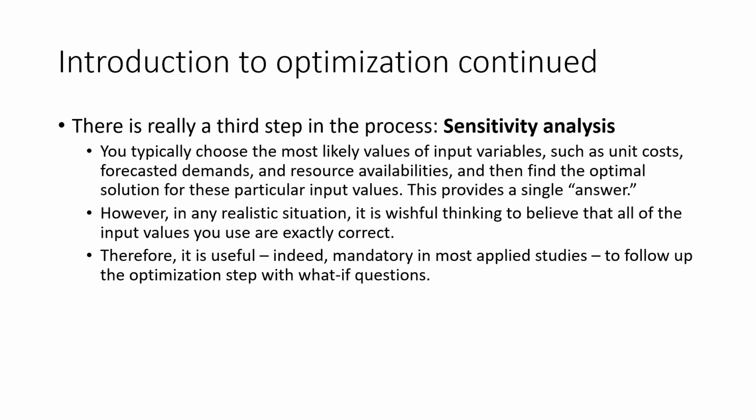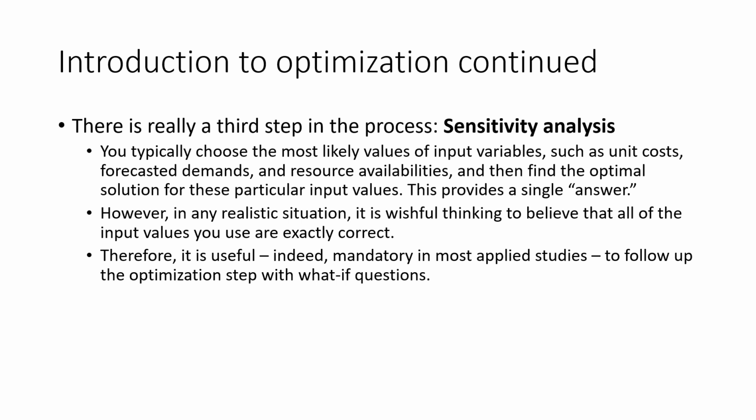Once you've optimized your solution, there is a third implicit step that does happen, and that's called sensitivity analysis. This is challenging because there's a lot of terminology you're going to see in the sensitivity reports, and they all kind of fit together. So the benefit to this is once you understand it, you'll understand it well. It might take you some time to see how all of the variables fit together, so you can make sense of all of this. Now typically, you would choose the most likely values of input variables, such as your unit costs or forecasted demands, or how many resources you actually have available to you.